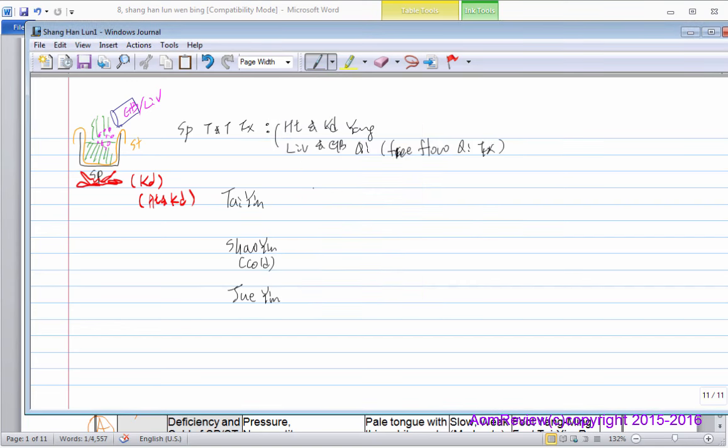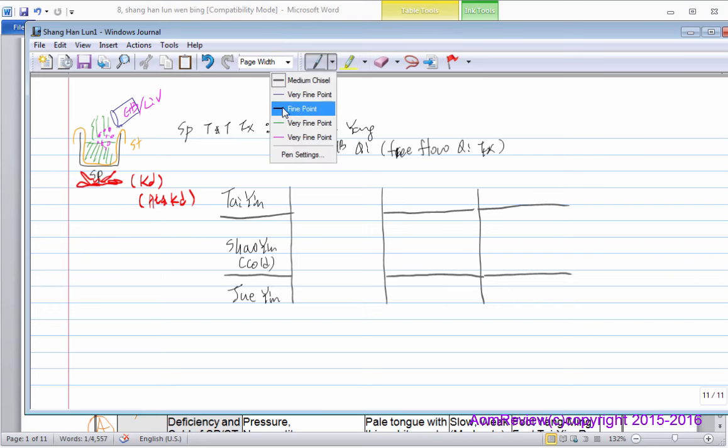Okay, here's the common indication. Okay, and there's some different things, differentiation, also some other signs in here. So Shang Han Lun, the first one is here. What is the common sign? Mostly the spleen yang deficient sign. It's poor appetite and digestion.